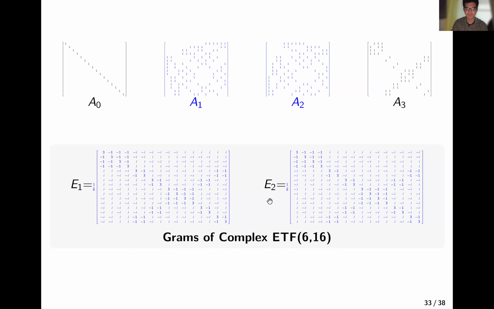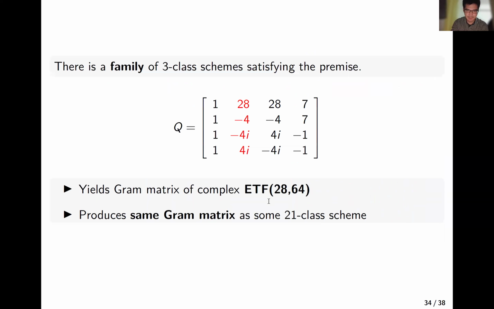And that's the idea. And we highlight this idea in particular because there's a family of 3-class association schemes that satisfy this premise. Here's one such example, or the change of basis matrix of one such example. And this will yield the gram matrix of a complex ETF with 64 vertices, or 64 vectors over a 28-dimensional space.